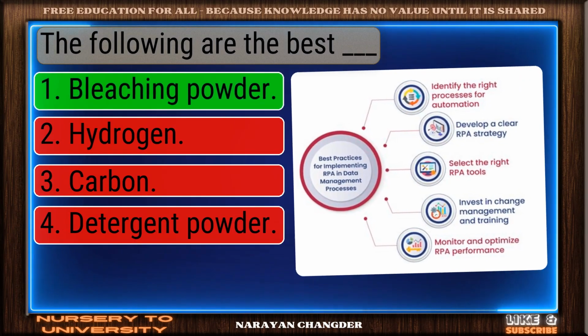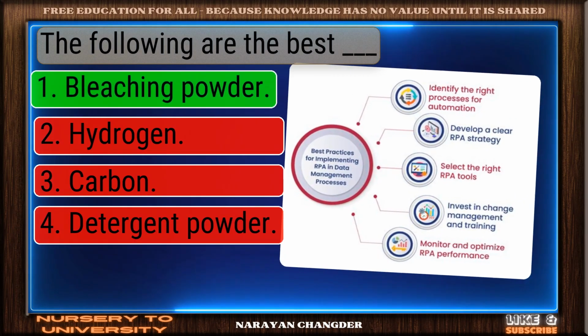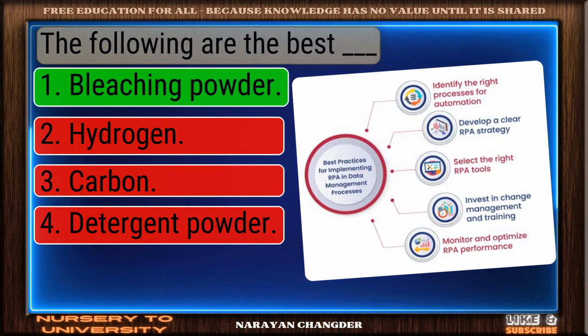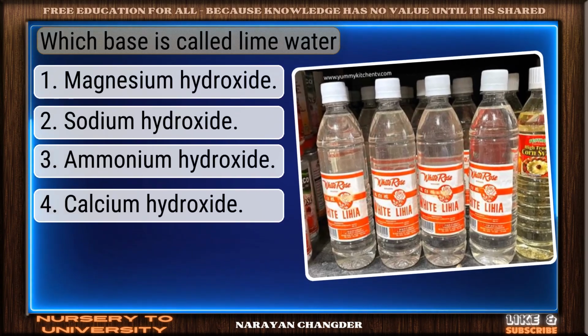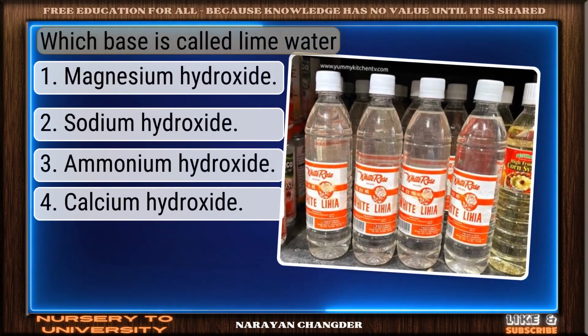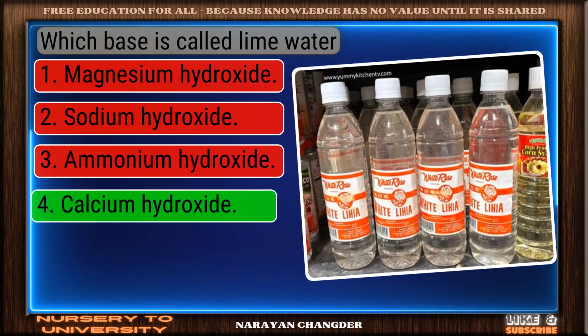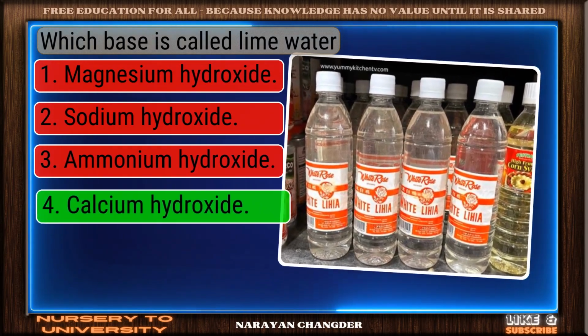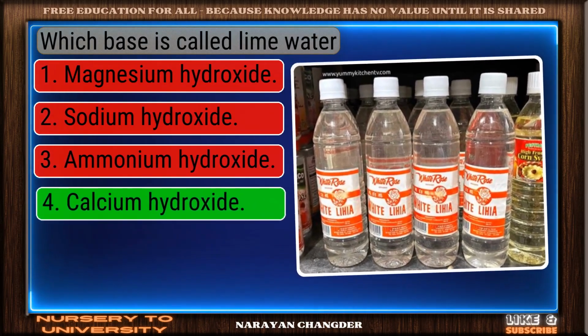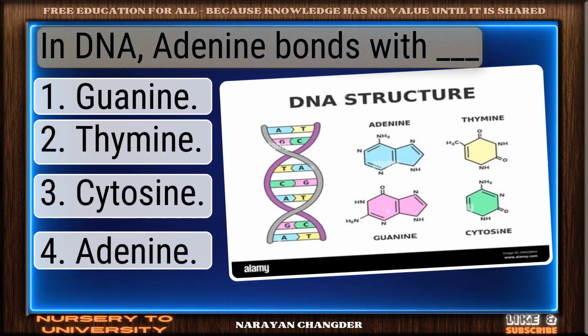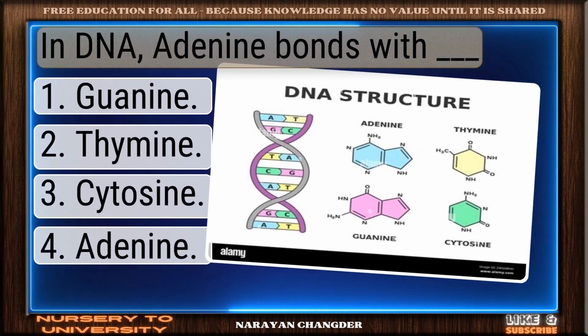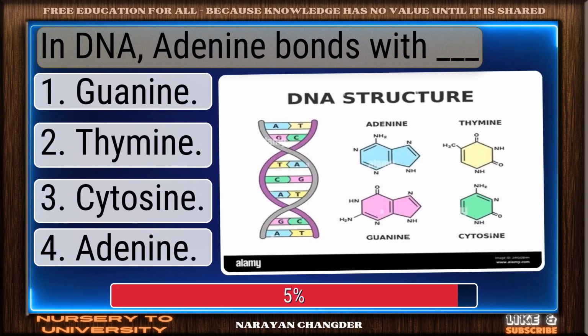Nice selection. Bleaching powder is the correct and valid answer. Question number 141. Which base is called lime water? Excellent choice. Calcium hydroxide is the right answer. Question number 142. In DNA, adenine bonds with dash.